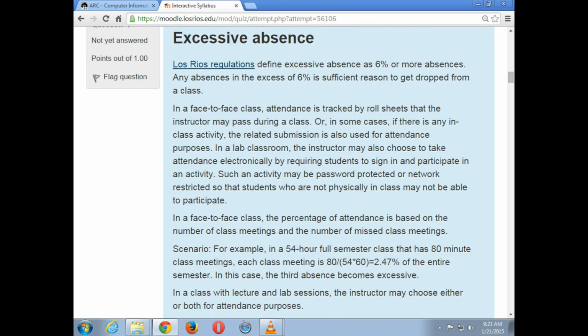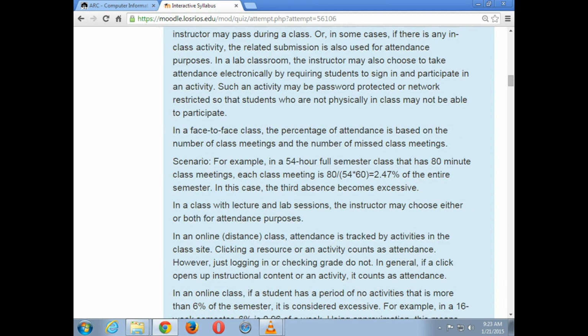Excessive absence is defined by Los Rios regulation to be 6% or more of absences. So if you skip all the mumbo jumbo here, we can go to the calculation. Each class session has 80 minutes. I only count the lecture portion, and the lecture portion has 54 hours for the entire semester. So that means each class accounts for 2.47 something percent of the entire semester.